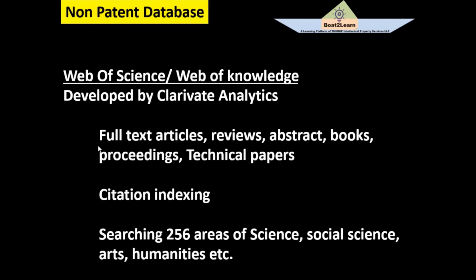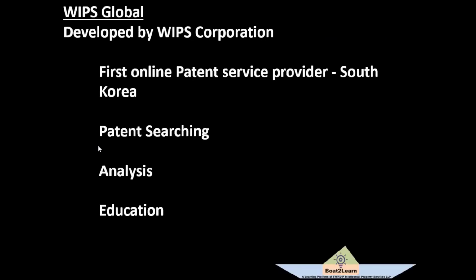So they have collected various records from different jurisdictions or countries which are not available easily in free databases. Then book proceedings and technical papers, these are available in these databases. Then it has also provided citation indexing, then searching of 256 areas of science till date are provided through this, or the different fields you can say.